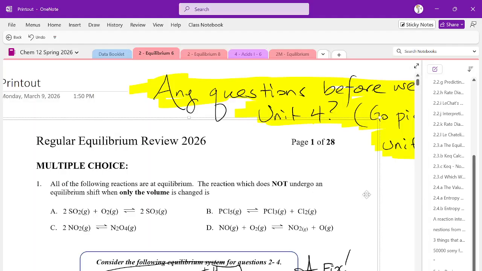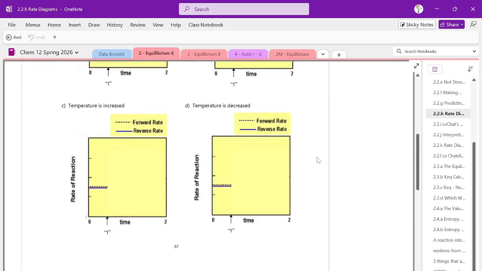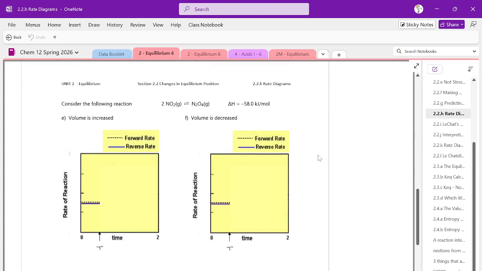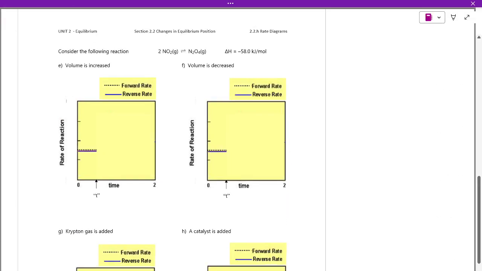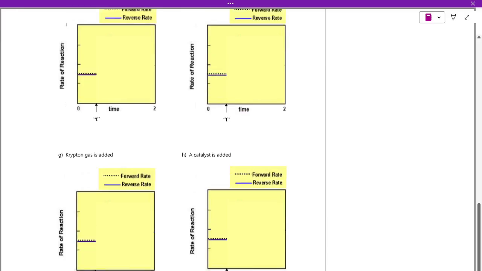Your question from the book? It's page 68. What worksheet? 2 point up at the top. It'll say up at the top right, 2 point something something over the right. 2.2H rate diagrams. All right, and what page was it again? 68, yes. And then the volume one, because I don't get volume graph. Okay, so this is 68.